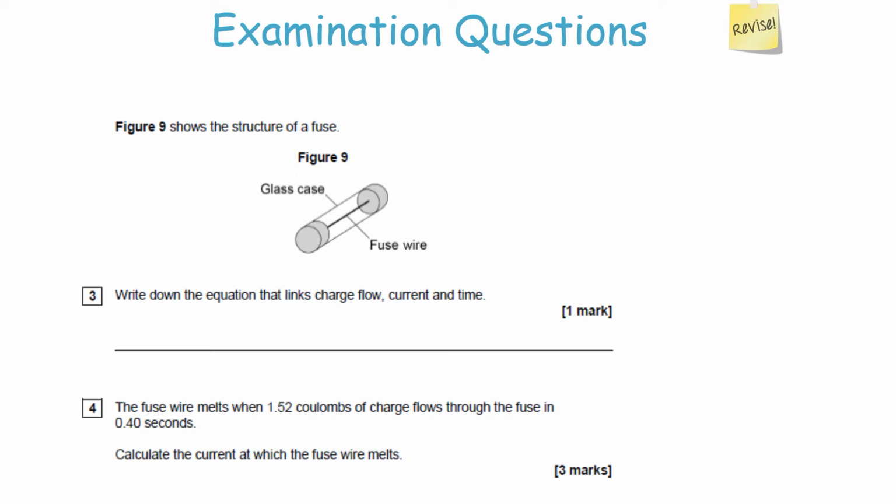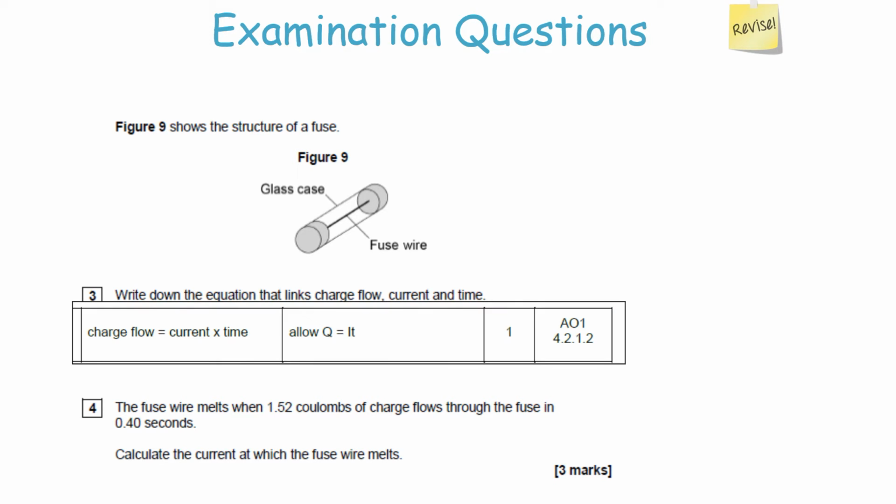Right. So it's very important you learn your key equations for GCSE Combined Science Physics, because if you can't remember the equation, you then can't answer the next question because you need to use that equation. So to remember, current is how quickly charge flows. So current is equal to charge flow over time, or charge flow is equal to current times time. Now you are also allowed to write it in symbols. The symbol for charge is Q, the symbol for current is I, the symbol for time is T. So Q equals IT.